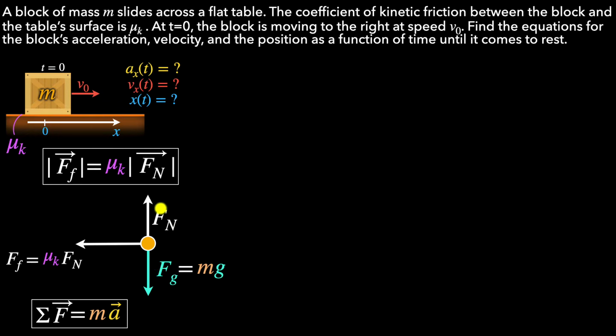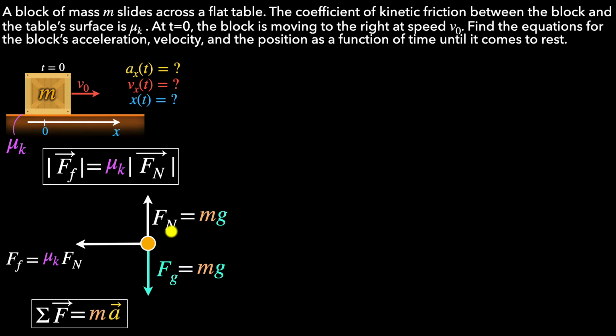In the vertical, let's try to do this in our head, okay? In the vertical, the acceleration is 0. So the net force in the vertical must be 0. In other words, the two forces must cancel out. So the normal force must be exactly equal to the force of gravity, and therefore the normal force must also be mg.